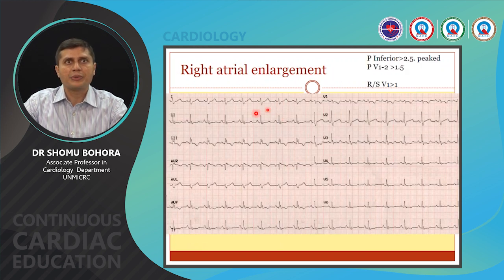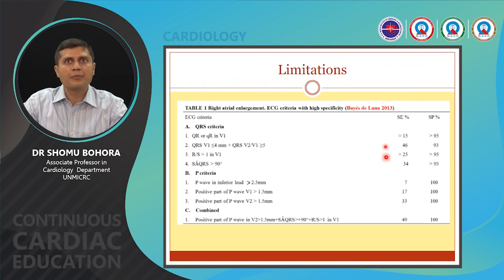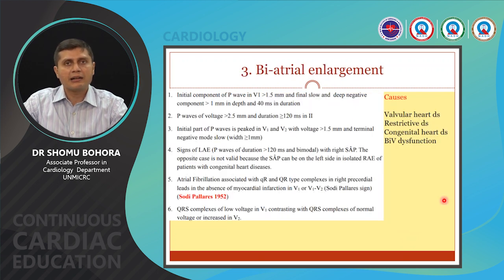So right atrial enlargement on ECG: you see that the inferior leads have a tall peaked P wave of more than 2.5 and the initial part in V1 is more than 1.5. Also you may have a QR in V1, and it may be accompanied as a soft indicator by an RS ratio in V1 of more than 1. Again, the same limitations arise. The sensitivity is less for all the ECG criteria, but if they are present, they are very specific. Biatrial enlargement can be present with cardiomyopathies and valvular heart disease, especially restrictive cardiomyopathies, and congenital heart disease.